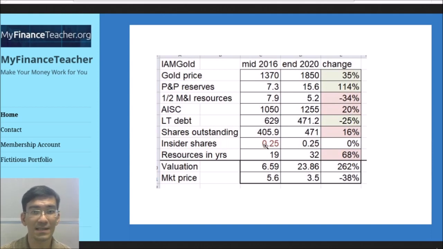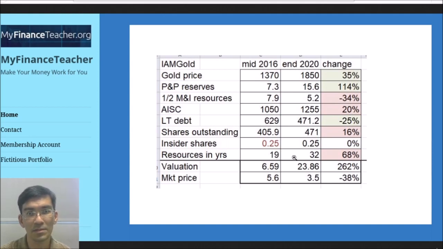Looking at the insider shares, I didn't actually find the information for mid-2016, so let's assume there was no change. Hence, the main point here is that generally the percentage of total shares held by insiders is relatively small, only at 1/4%. And lastly, average mine life, or the total resources, both including proved and probable and half of measured and indicated resources, in years was around 19 years for mid-2016, and now it's greater at 32 years for late 2020. That would actually be considered as an improvement for many investors.